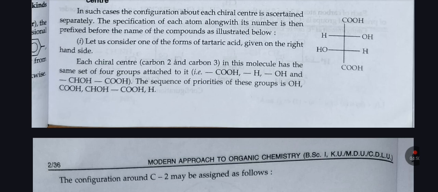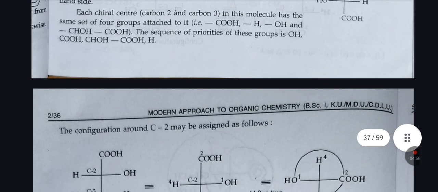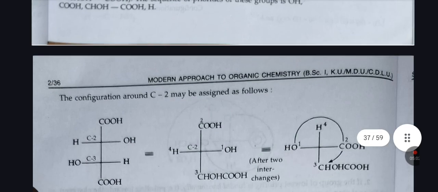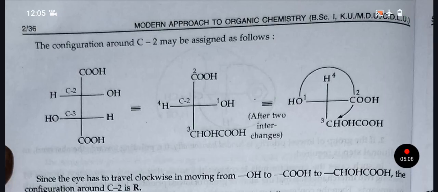COOH. The sequence of priority of these groups is OH, COOH, CHO, and H. The configuration around C2 may be assigned as follows. Since the eye has to travel clockwise in moving from OH to COOH to CHO, the configuration around C2 is R.